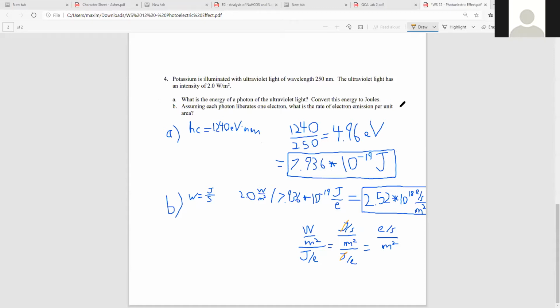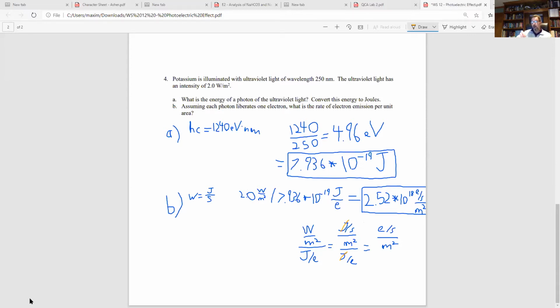And then we need to find the rate of electron emission per unit area. So that's this series of unit conversions. A watt is joules per second. Joules cancel, which leaves us electrons per second per meter squared, which is what we want. So we just divided 2 watts per meter squared by this joule number to get 2.52 times 10 to the 18th. It's a lot of electrons, but probably not a lot of current if you calculate how many amps that is.